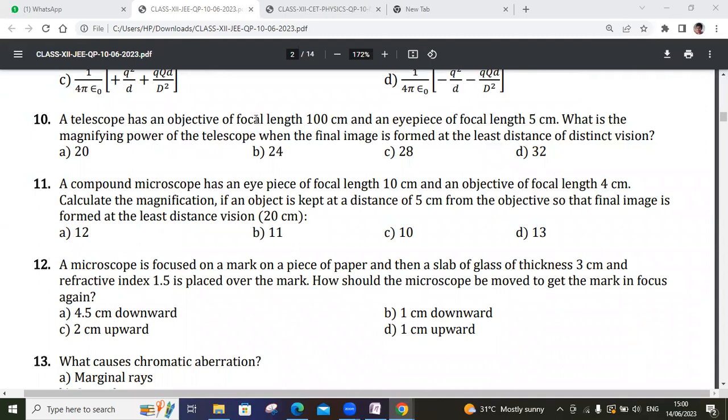So, following the JEE paper. What is the first question? From the 10th question, the topic starts.